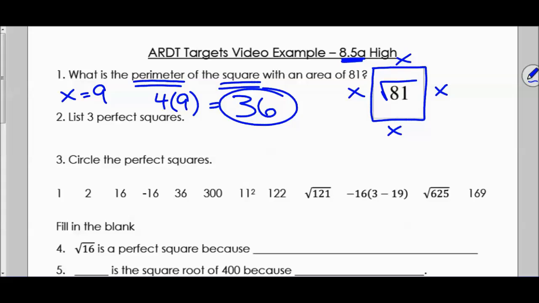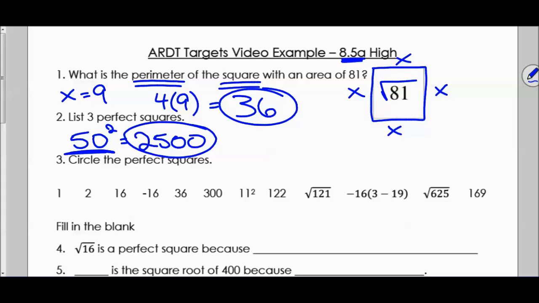of that square. The next problem is asking us to list out 3 perfect squares. It's a really easy way to find any perfect square. You just square a number. You square any number and you get a perfect square. Let's square the number 50. That's 2,500. That's a perfect square. I know that because 50 times 50 equals that number. It's some number times itself.